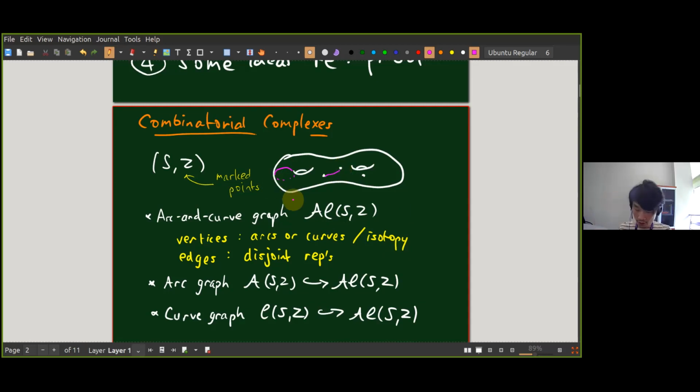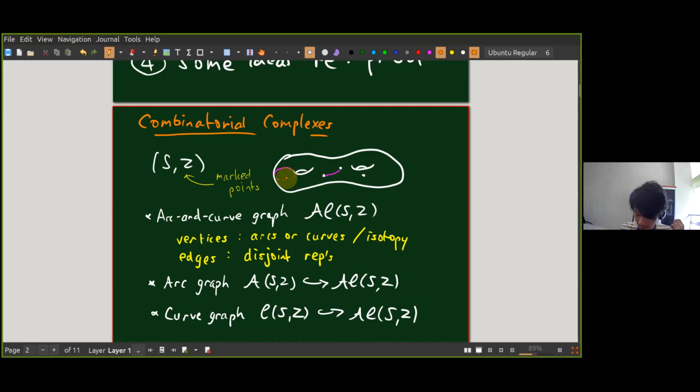So the objects in the arc and curve graph are going to be either curves or arcs. I am not going to allow any arcs that you can shrink and pull back to one point. That's the non-trivial assumption. And two such objects are adjacent if you can isotope them so that they are disjoint.